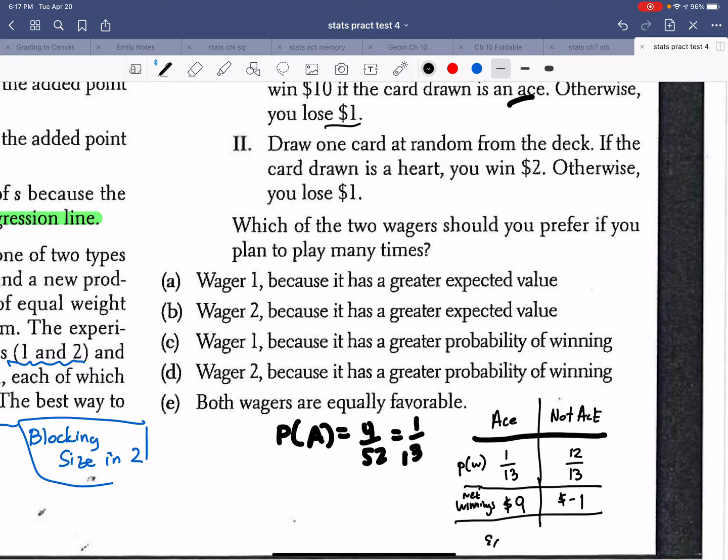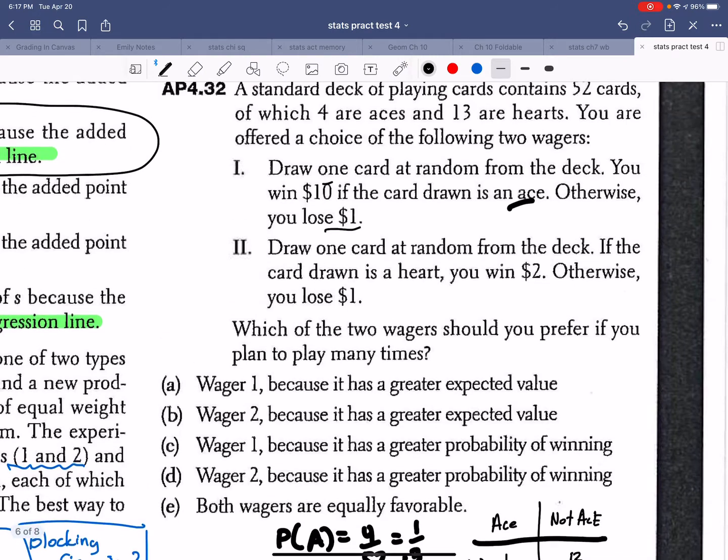And we can find the expected value of this game as taking 1/13 times 9 plus 12/13 times -1. And so let's calculate what we get. Okay, I get -3/13, using my simple calculator, divided by 13. So in game 1, you're expected to lose on average 23 cents.